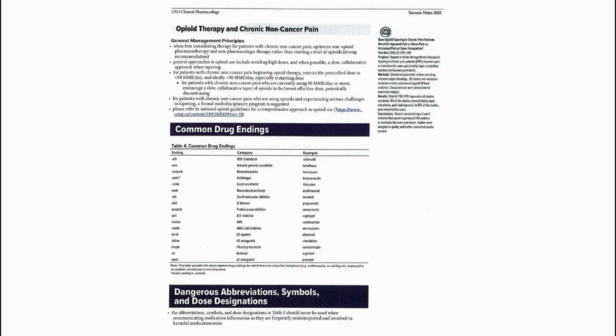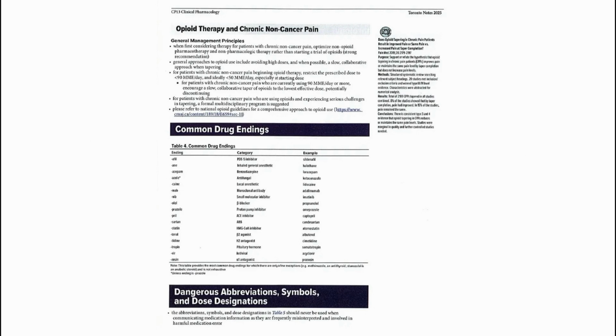Zosin represents alpha-1 antagonists. Examples include prazosin. These medications are used for hypertension, benign prostatic hyperplasia, and sometimes post-traumatic stress disorder-related nightmares. Important note: The page emphasizes that these drug endings are helpful recognition tools but are not absolute rules. Exceptions exist, and clinicians should always consider the complete drug name and clinical context.